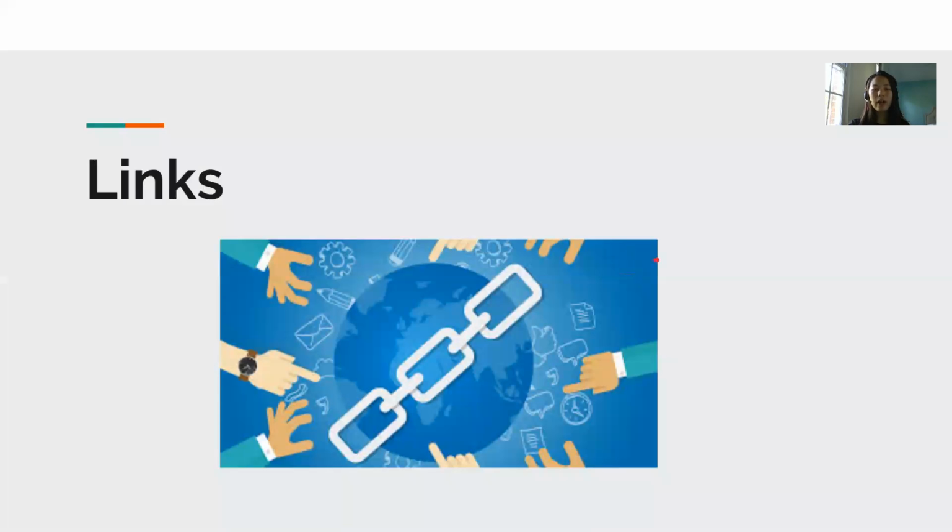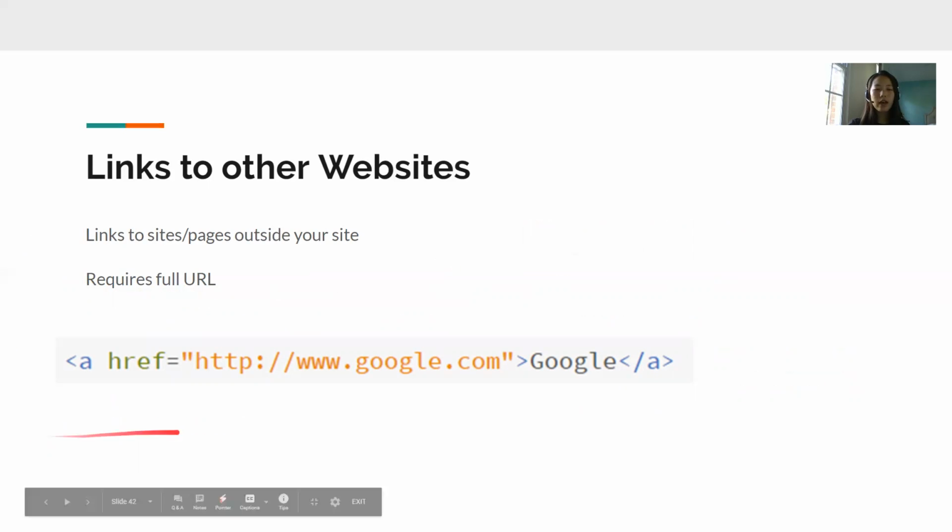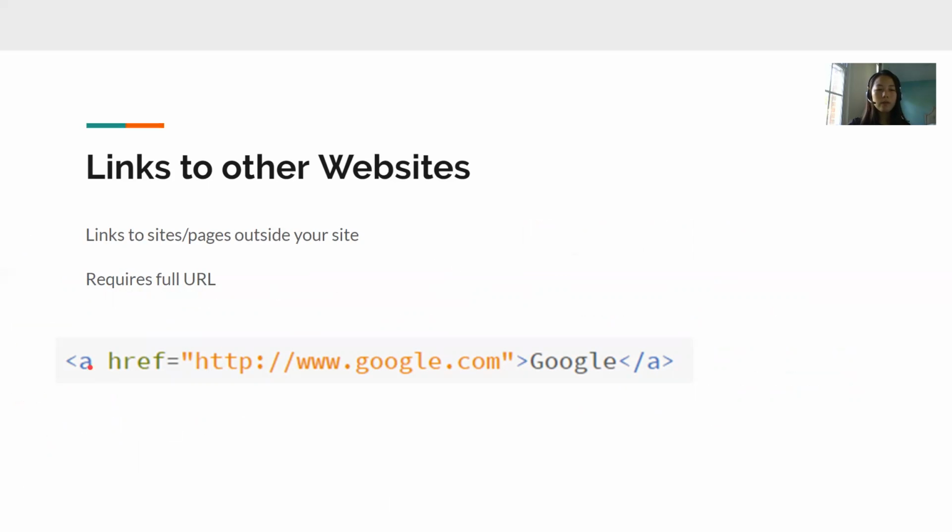Now we are going to learn how to create links. First, we are going to learn how to create links to other websites. So this is the full tag on how you do it. First, you create an opening bracket, lowercase a, space, href equals, open quote, and this is where you paste the full URL of the website you would like to link.